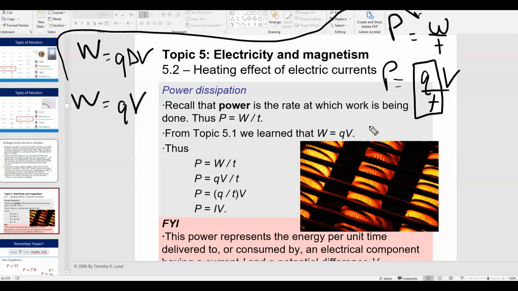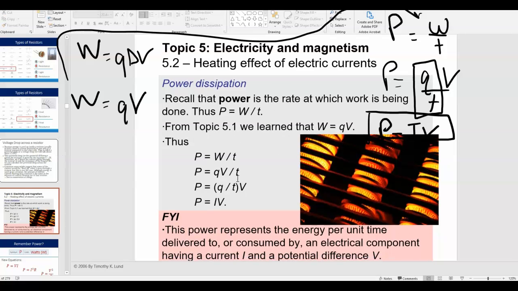And so through a simple derivation, we can come up with an equation that allows us to calculate the power used by an electrical component. This is our PIV equation, P equals I times V. P represents the energy per unit time, the number of joules per second delivered to or consumed by an electrical component. As long as you know the current through the component and the voltage across it, you can calculate how much power is used by that component. So P equals I times V, PIV.